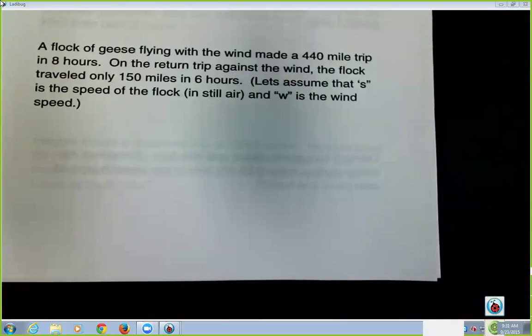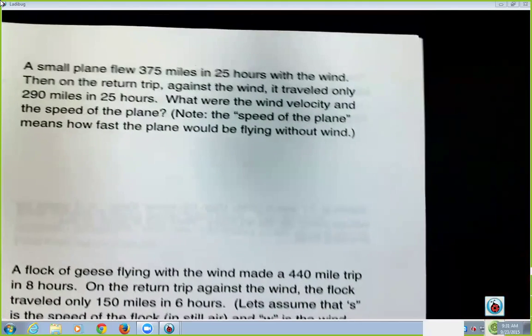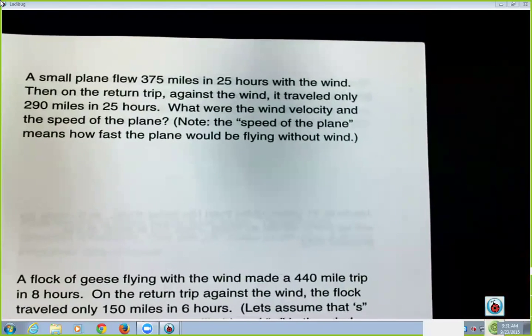Okay, the next problem. A small plane flew 375 miles in 25 hours with the wind. On the return trip against the wind, it traveled only 290 miles in 25 hours. Pretty strong wind. What were the wind velocity and the speed of the plane? Note the speed of the plane means how fast the plane is flying without wind.